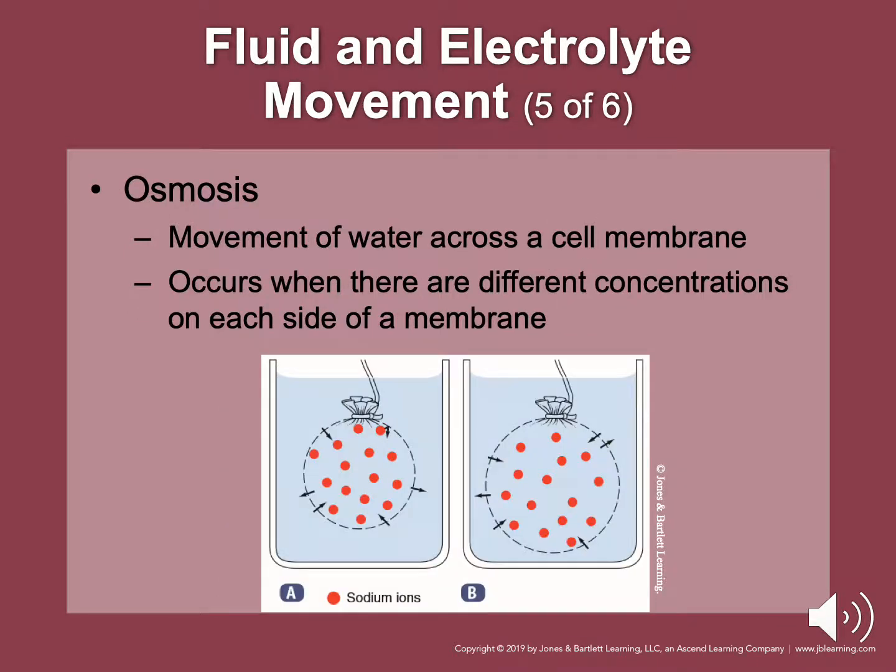All right, osmosis moves water across the cell membrane. It occurs when there's a different concentration on each side of the membrane. So an increase in the concentration of sodium in the extracellular fluid decreases the water in the fluid. So water moves out of the cell to create a balance of water molecules and to dilute the increase. So the water moves out to increase the size.